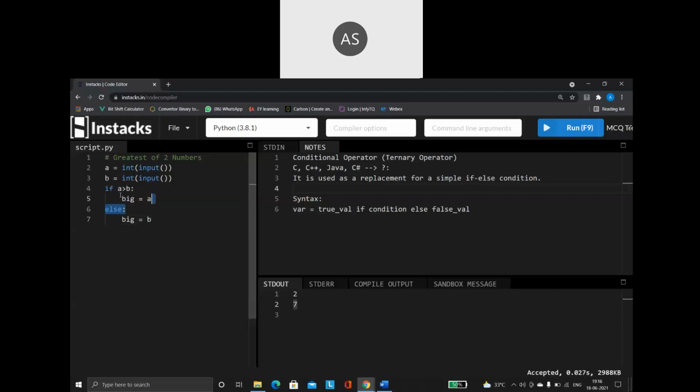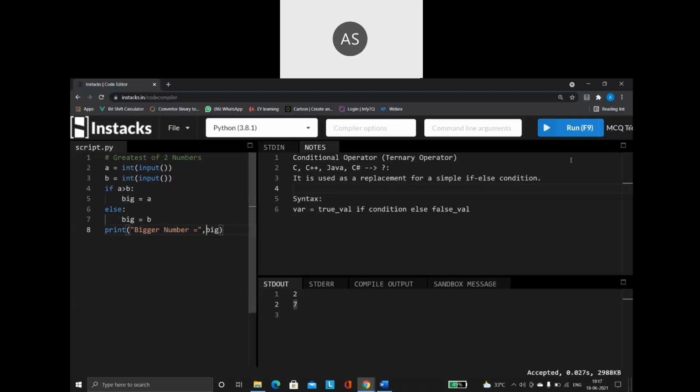I am going to create a variable called big and assign it the value of whichever is biggest among A and B. For that I have written this piece of code, which consists of 4 lines. After this, I come out and simply print whichever number is bigger. If you want, we can add a message: bigger number is equal to, comma, big.